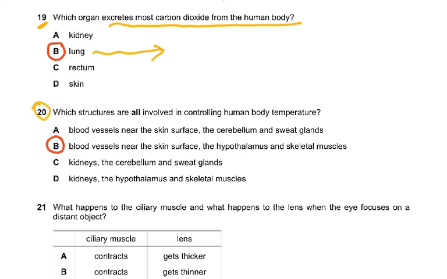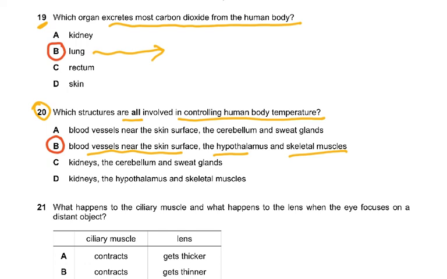Question 20. Which structures are all involved in controlling human body temperature? Blood vessels near the skin surface, the hypothalamus, and the skeletal muscles. So it had to be the blood vessels near the skin surface. So you had to narrow down between A and B. But then it said the cerebellum. Cerebellum only controls posture, coordination, and balance. Sweat glands would, of course, be required to work only when you enter a room that is very hot.